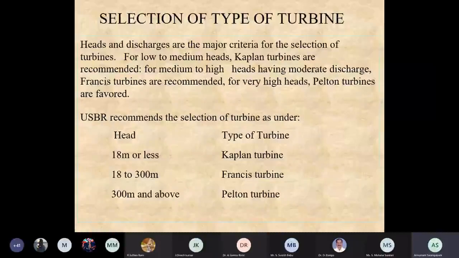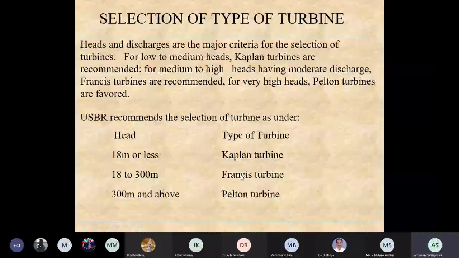So here 18 to 300 meters head is used, and for less than 18 meters, we will go for the Kaplan turbine. In the Kaplan turbine, the turbine blade is somewhat different between these two. Otherwise, both are reaction turbines only. These are the factors affecting the selection of the turbine.